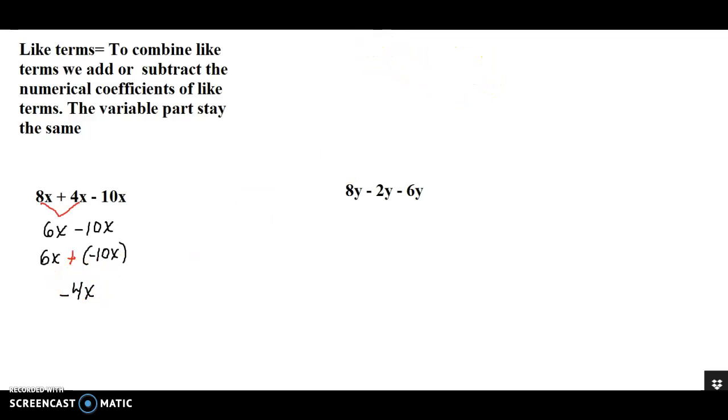Let's look at this example. We have 8y minus 2y. 8y minus 2y is 6y. And now 6y minus 6y. And we know 6y, take away 6y gives us 0.